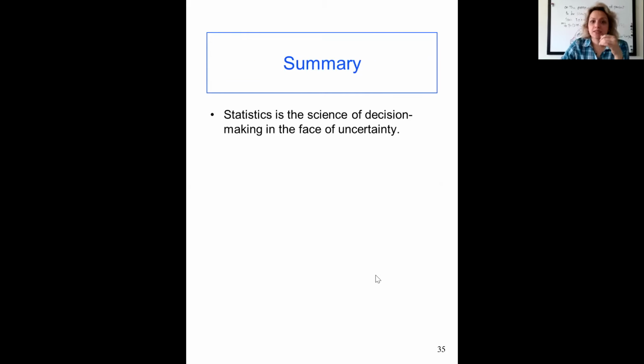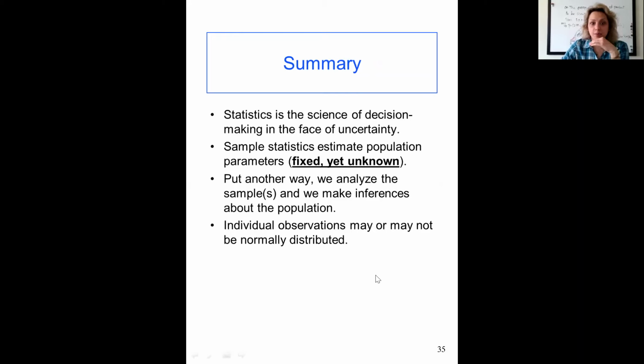Statistics is the science of decision making in the face of uncertainty. A sample statistic estimates population parameters, which are fixed yet unknown. Put another way, we analyze the sample and make inference about the population. We talked about that: we find X bar, and then we say X bar plus or minus some margin of error. We use the central limit theorem to find that margin of error, which we're going to talk about in the next few slides. That's going to give me the population mean.